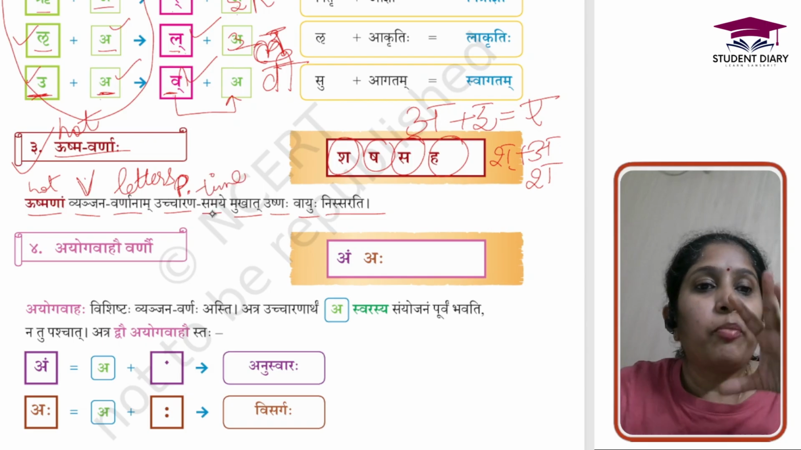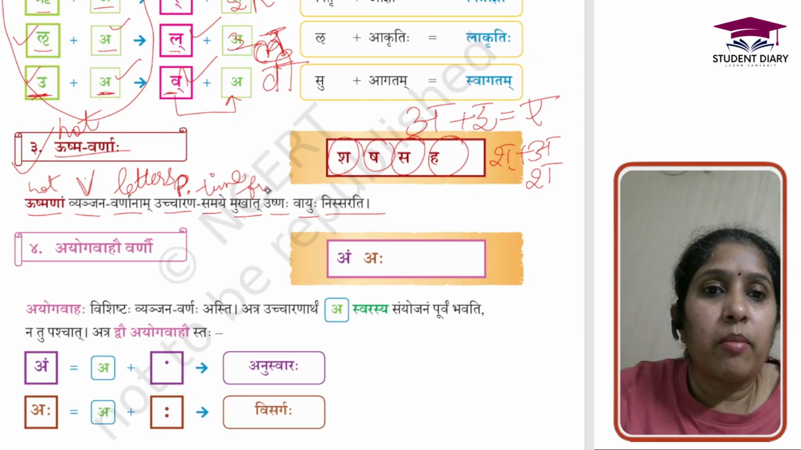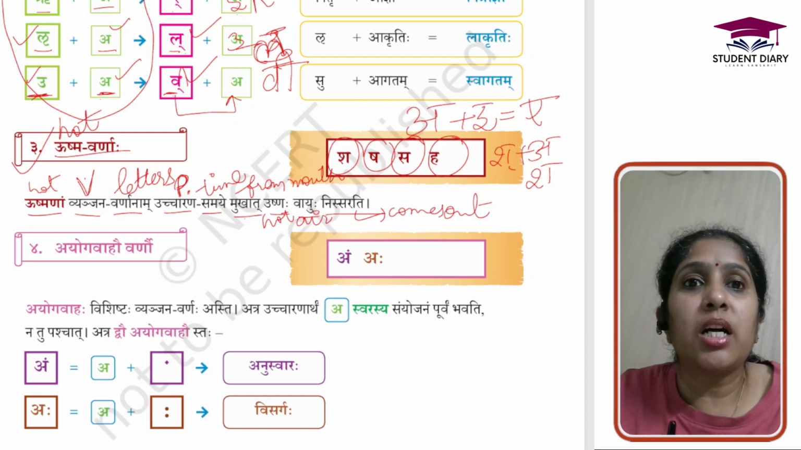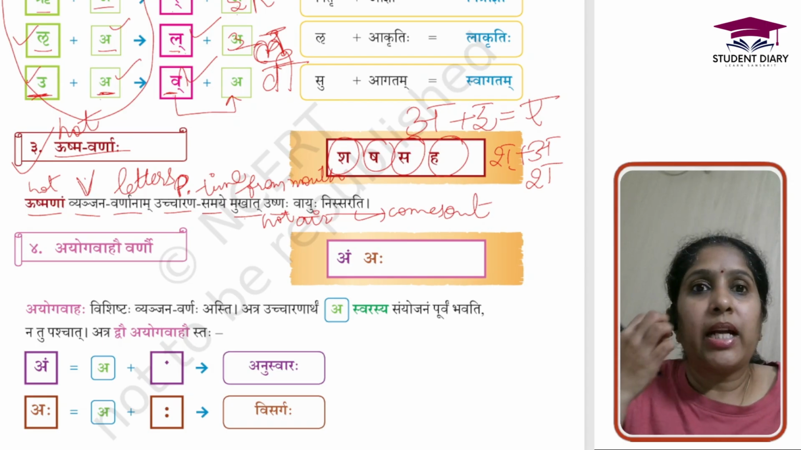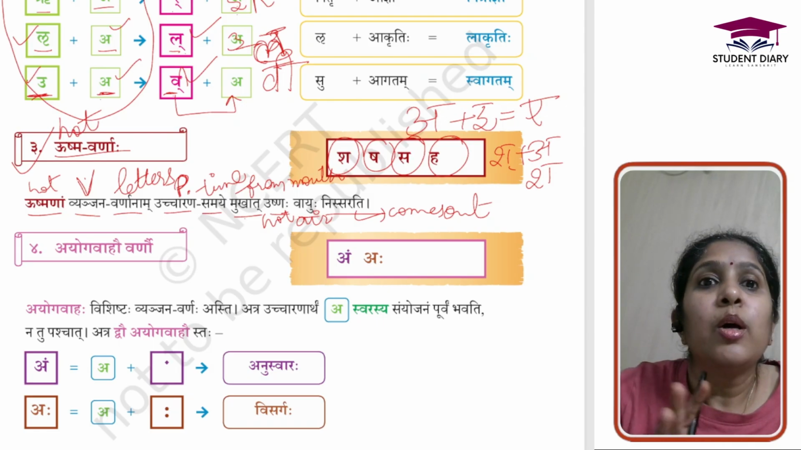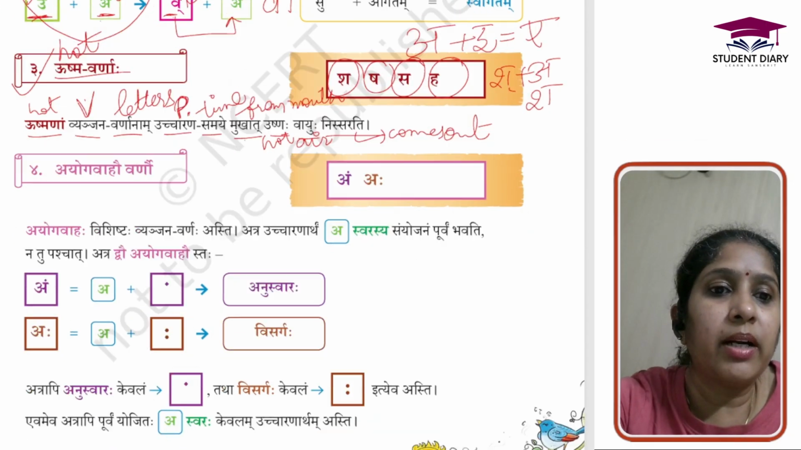So it's like at the time of pronunciation of these letters, mukhat means from mouth. Ushnah means hot. Vayu means air. Nissarati means comes out. Okay. So whenever you speak these letters like sh, sh, sa, ha, you will see that a bit of hot air is coming out of your mouth. That's why we call them Ushma Varn. Okay. I hope everyone has understood what are Ushma Varn.